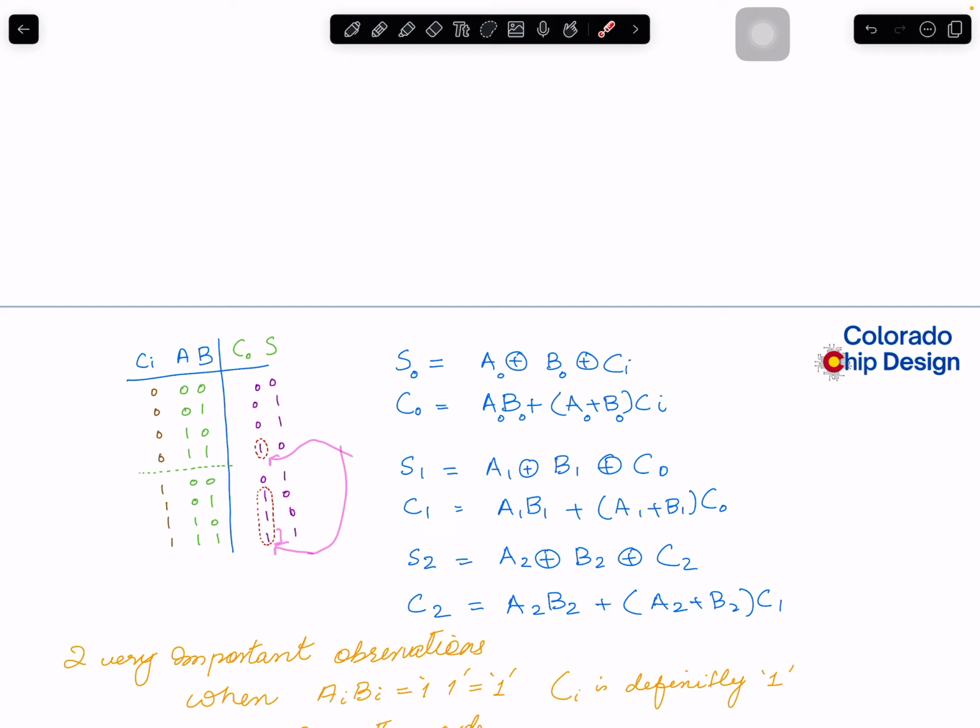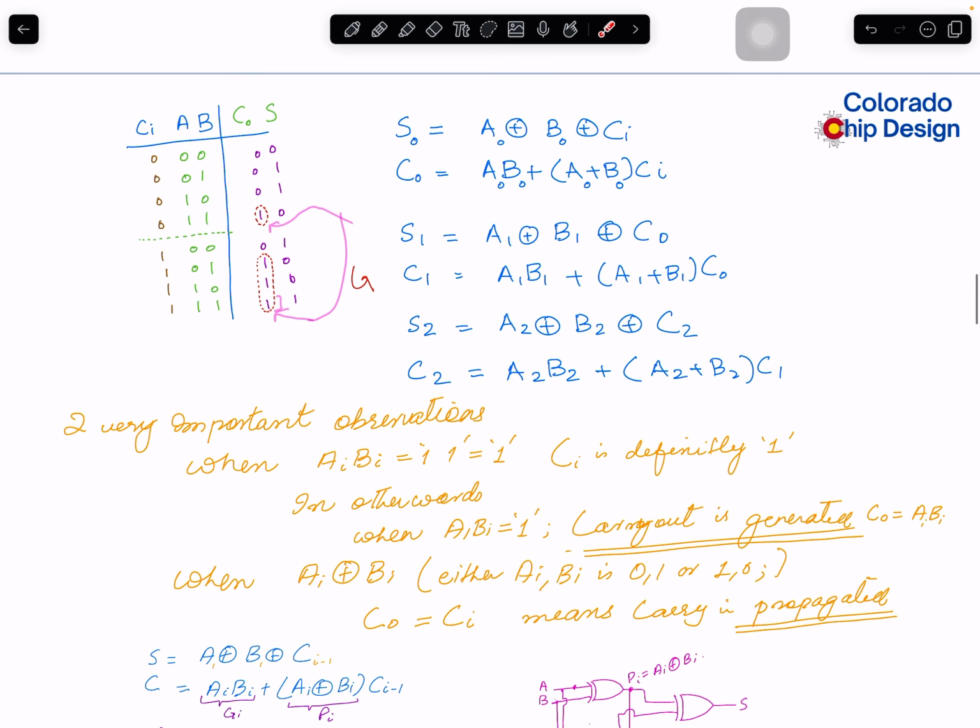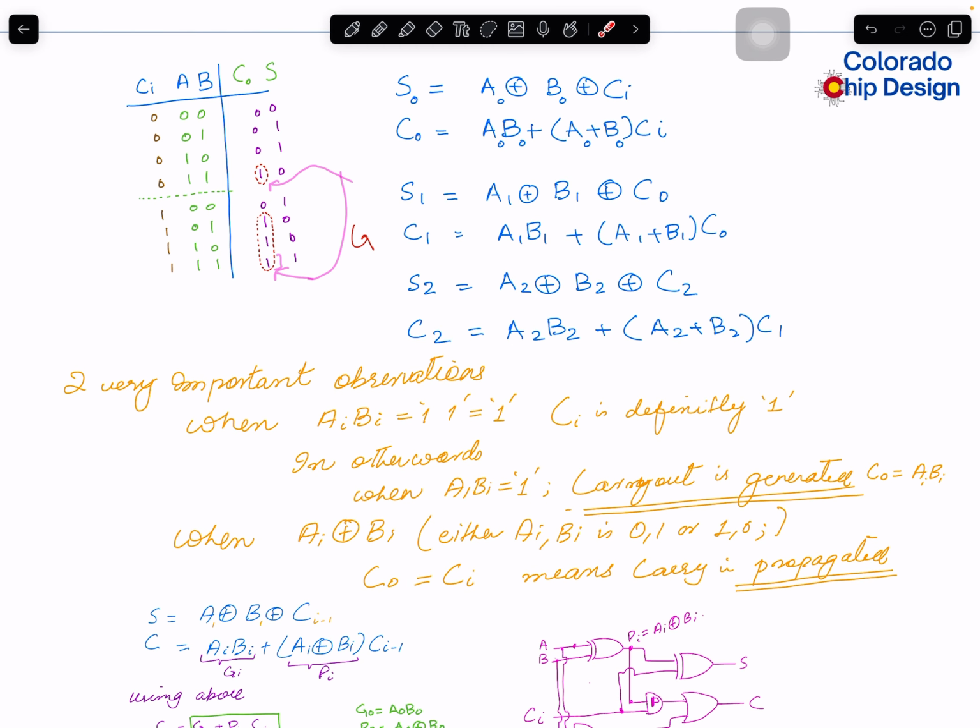For this scenario we call it a G scenario. Carry is generated from that order, when A and B are 1. Or in other words, we can say when AI and BI are both 1, meaning the AND operation of AI and BI is 1.